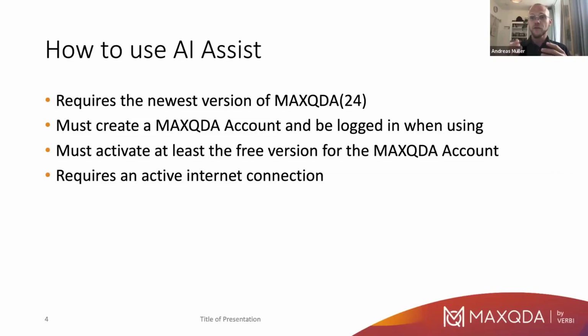So that means if you have a MaxQDA license, you can start working with AI Assist for free. And you will see how well it works for you. And if you see you want to use it very extensively, you can get a premium license. But don't ask me in detail about licenses. That's something that I know very little about. I don't sell software. I'm a functions guy. And it requires an active internet connection.